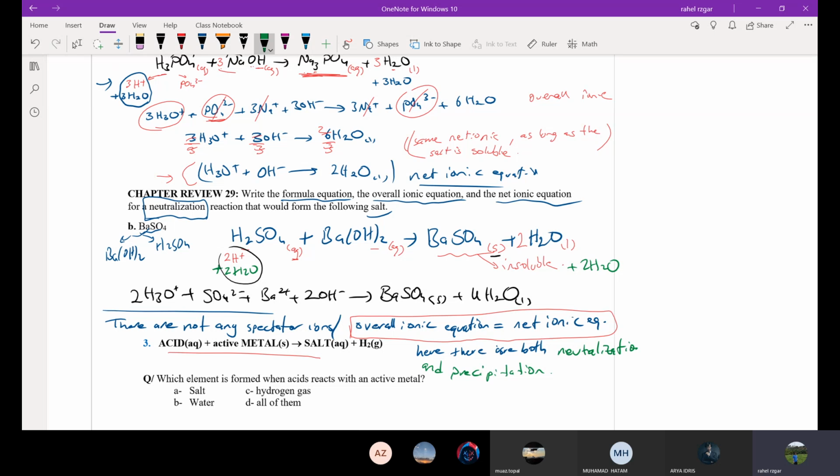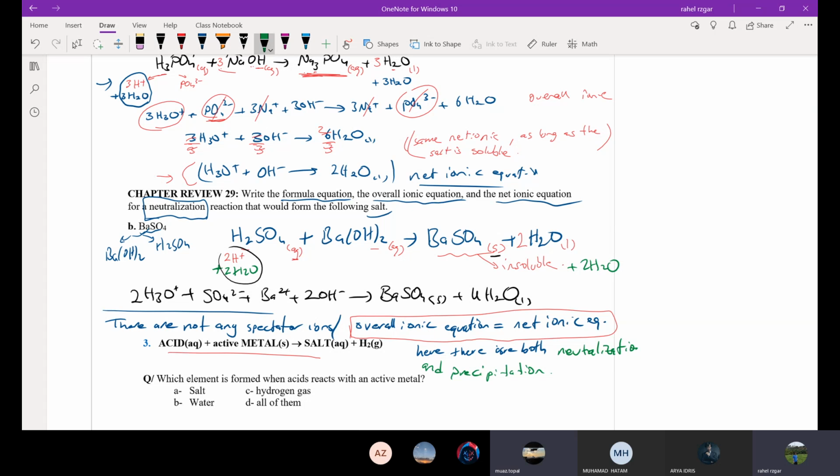In the previous reaction, the salt was soluble, so we removed the salt because we said they are spectator ions, and we were left with H3O+ and OH- becoming H2O. But in here, all of them have undergone reaction. That's why we also have neutralization, and we also have precipitation.